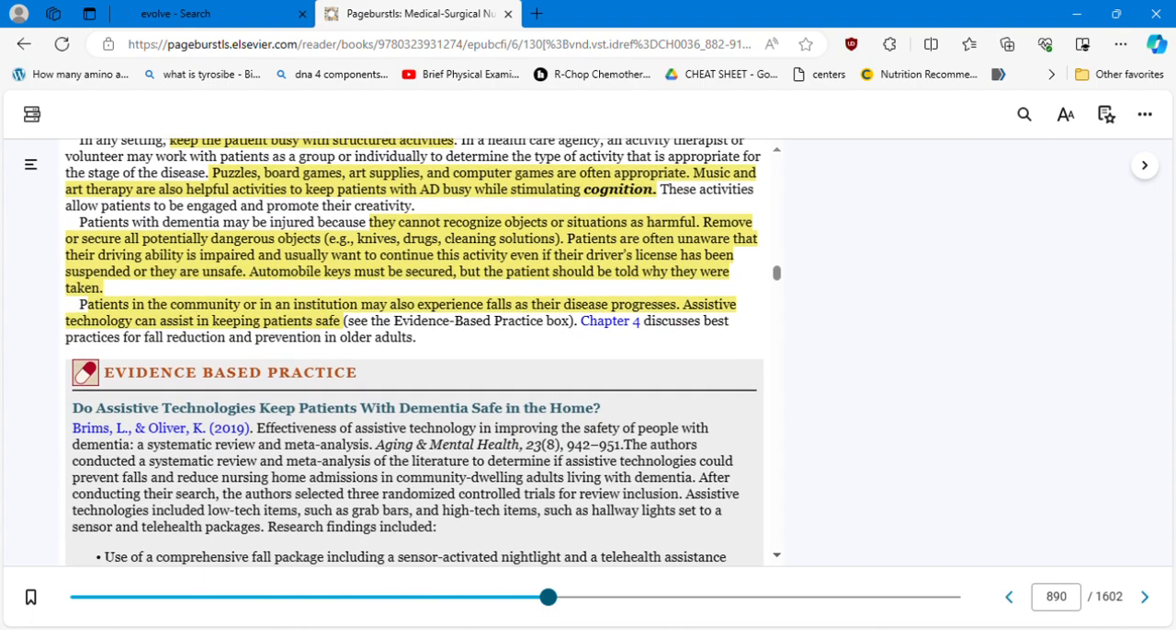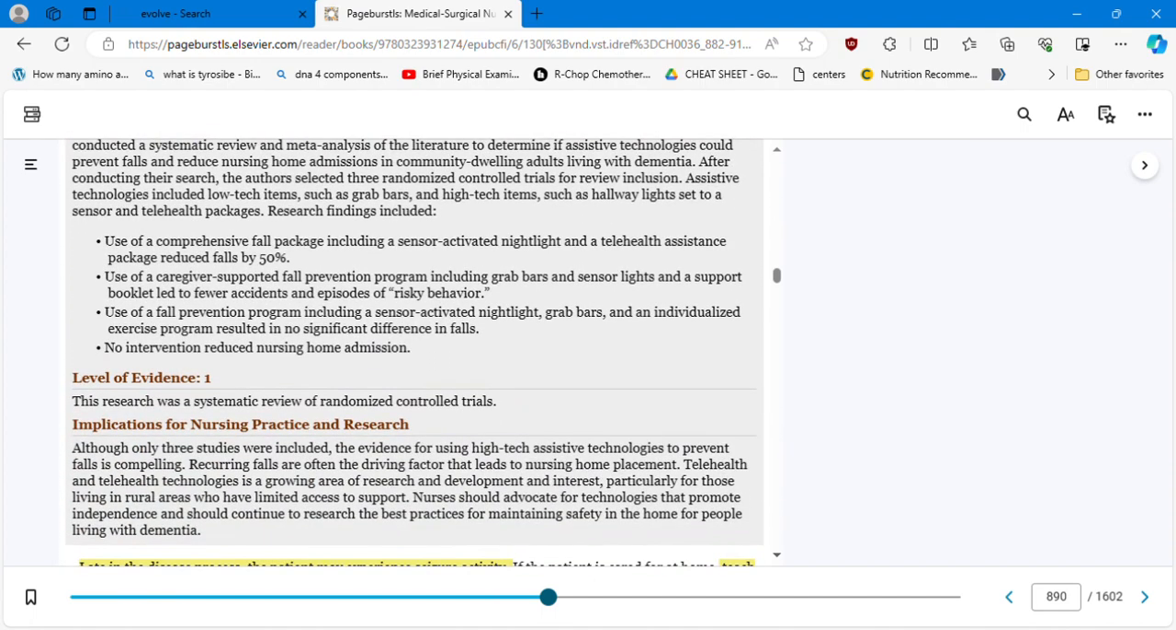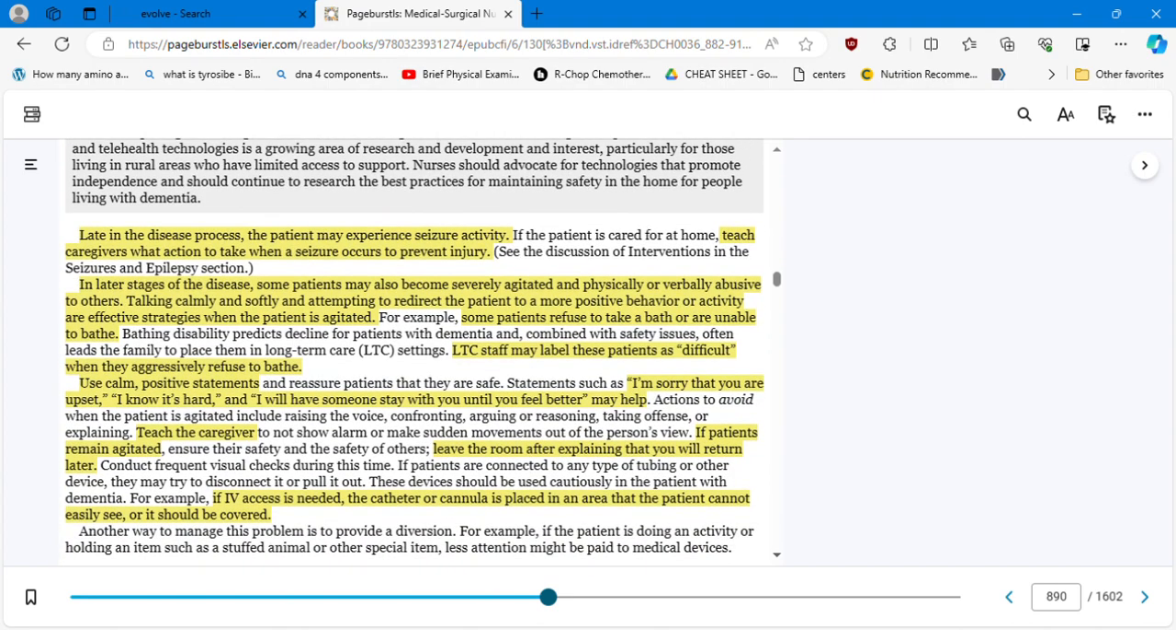Patients in the community or an institution may also experience falls as their disease progresses. Assistive technology can assist in keeping patients safe. So, late in the disease, the patient may experience seizure activity. You see, all these facts are not listed in your PowerPoint, and you need to be aware of this. Many of these facts are going to come in your NCLEX exam in the stem of a question. So you need to be familiarized.